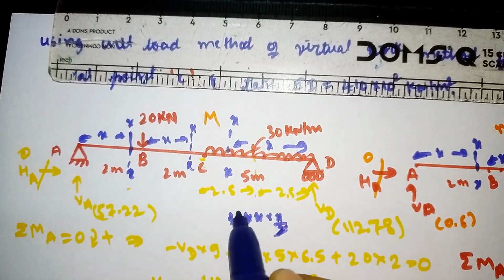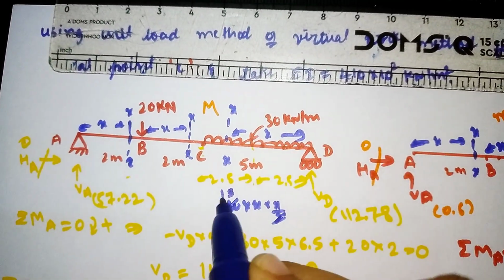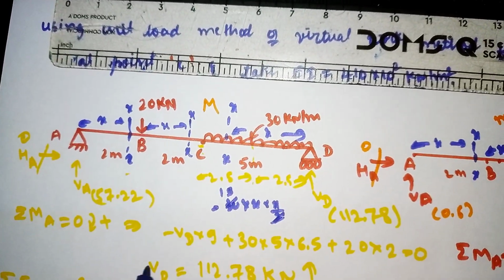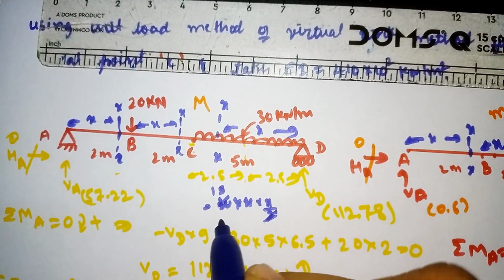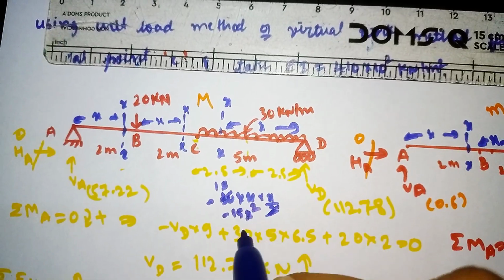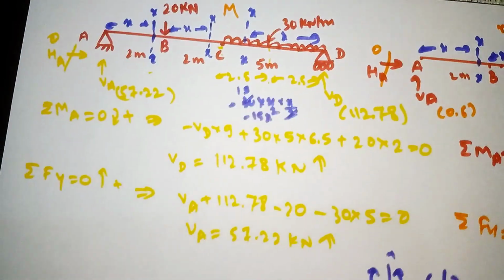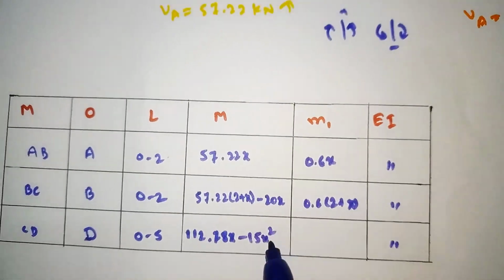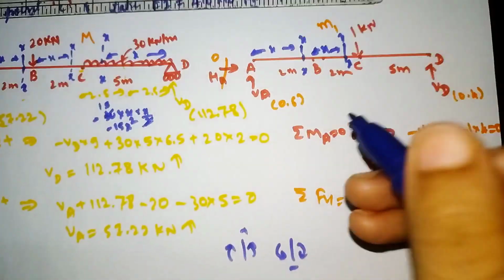So 2 into 15, 2 into 5 gives 15x square. It is also moving downward, so now we need to take the negative. It will come out as minus 15x square. Write it here: minus 15x square.